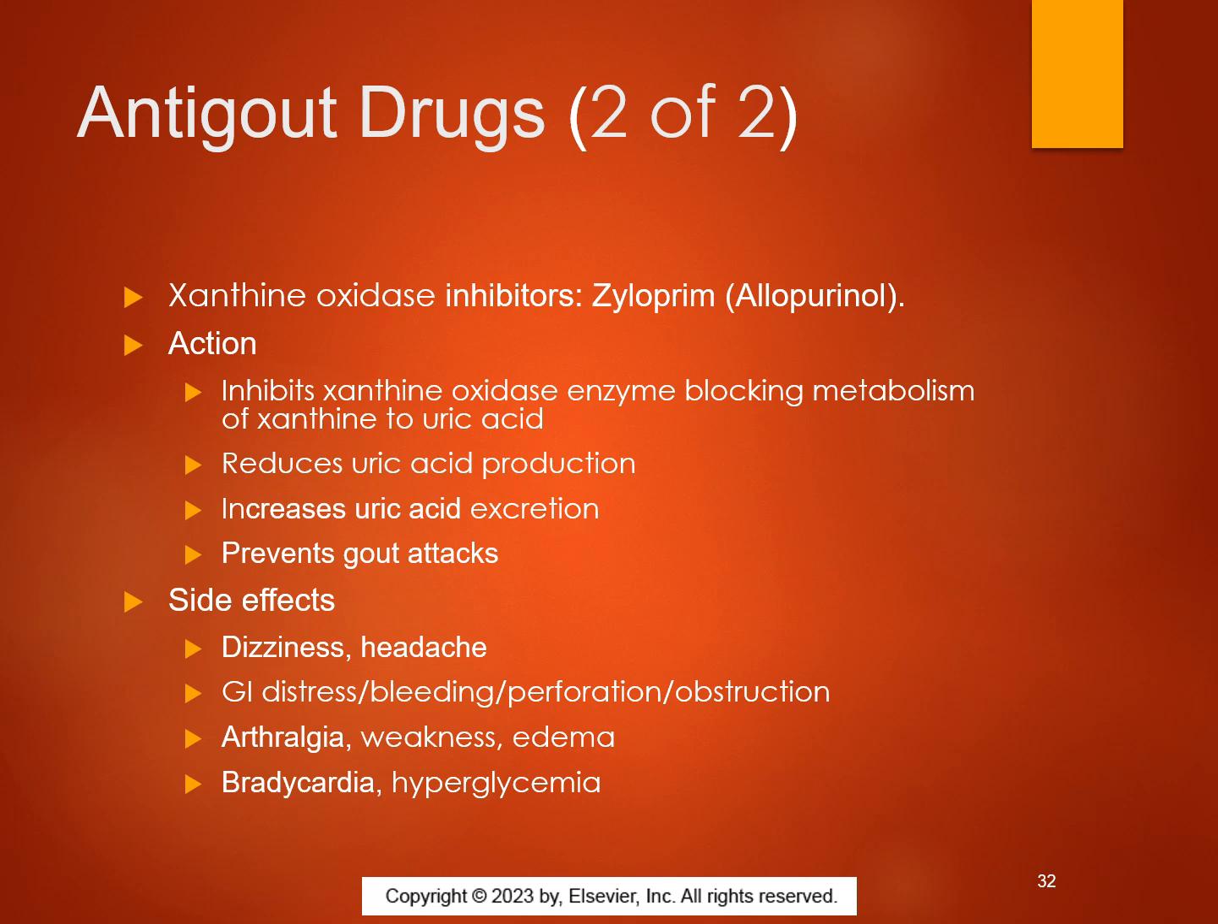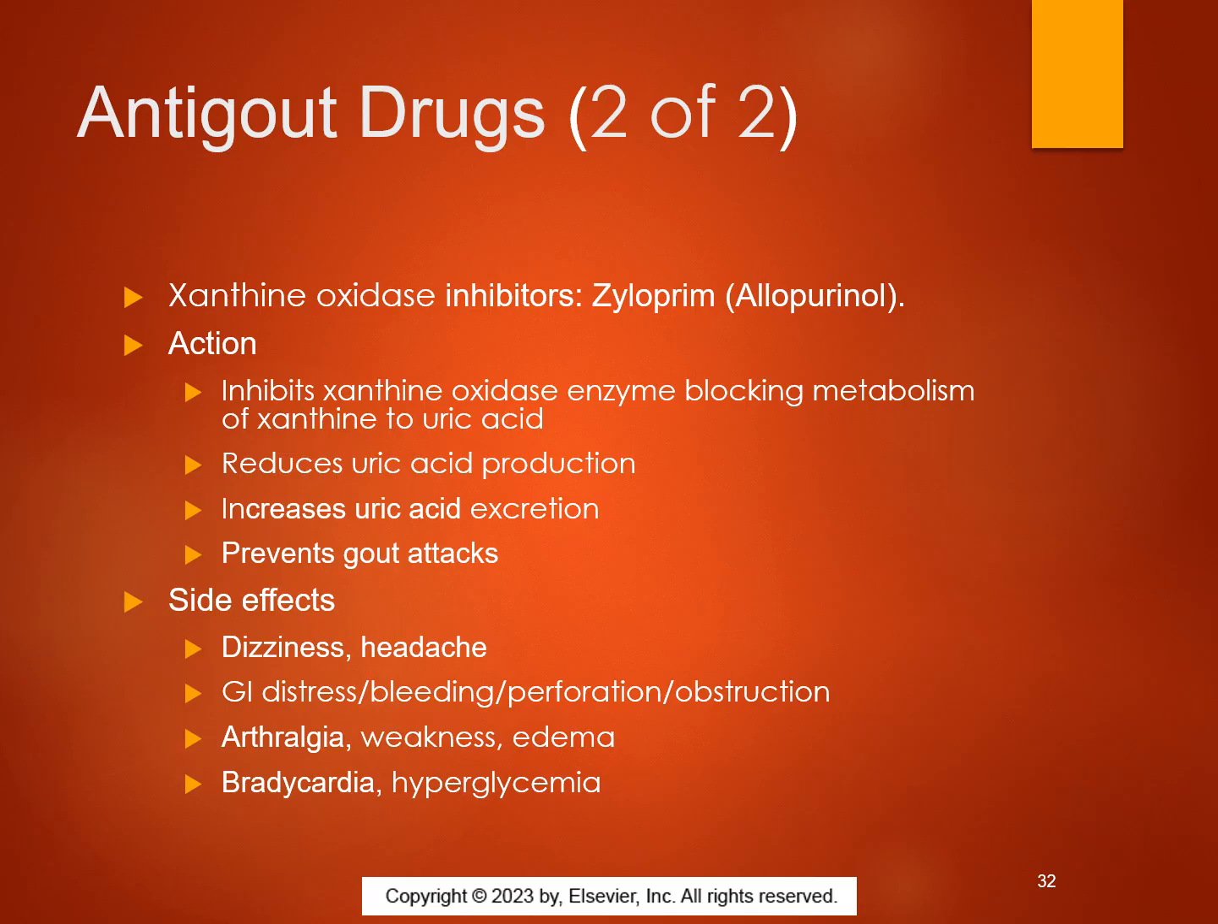Allopurinol is used for long-term gout prevention, especially helpful in patients with chronic gout, kidney disease, uric acid kidney stones, blood disorders like leukemia and polycythemia, and poor response to other gout drugs. This one works better. This is the drug of choice for chronic gout.